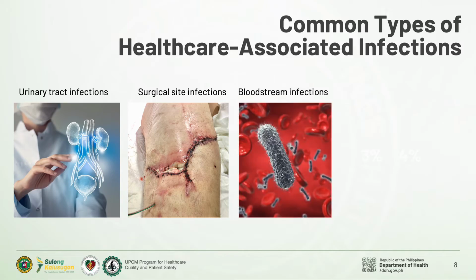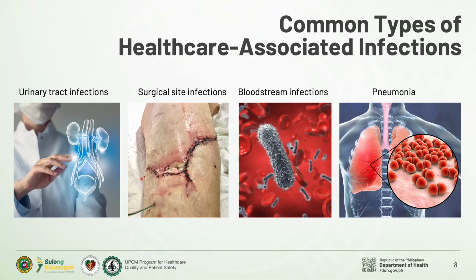Bloodstream infections, usually associated with intravascular devices like access ports, and pneumonia, especially those associated with use of ventilator machines, account for about 11% each of HAIs.